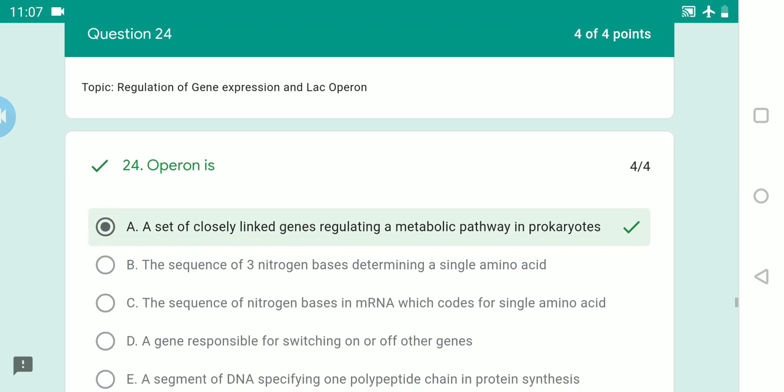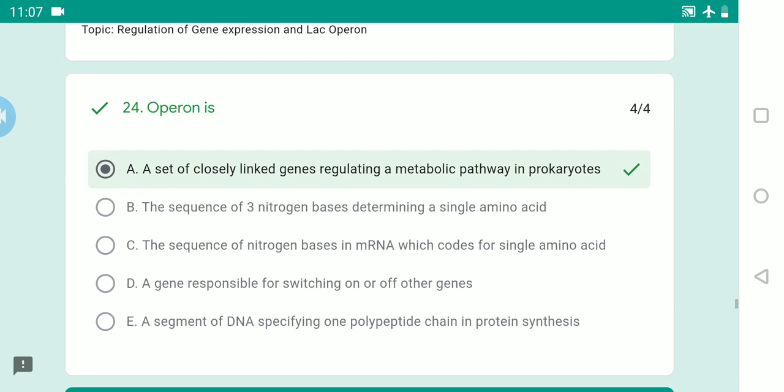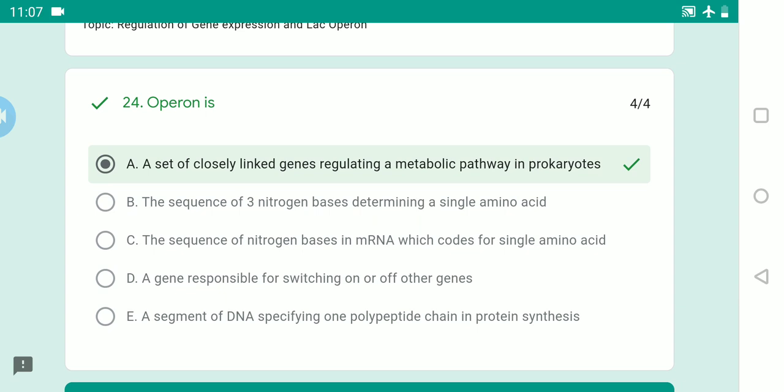The next question, also related to the same topic. What is an operon? I told you it is a direct definition: a set of closely linked genes regulating a metabolic pathway in prokaryotes is called an operon. In general, we can say a set of closely linked genes responsible for the regulation of a metabolic pathway in prokaryotes. I told you clearly while we were discussing the lac concept.